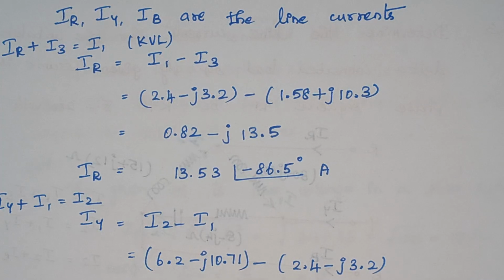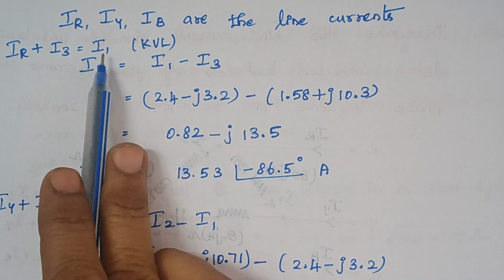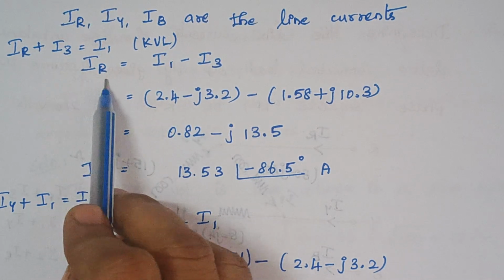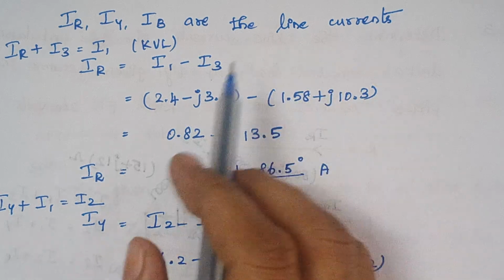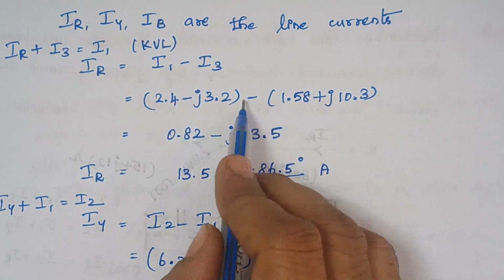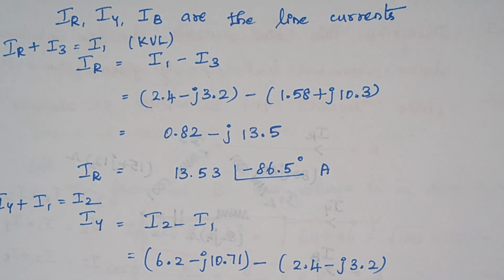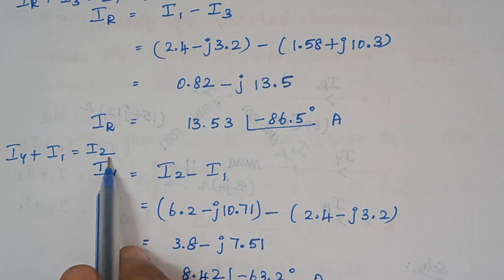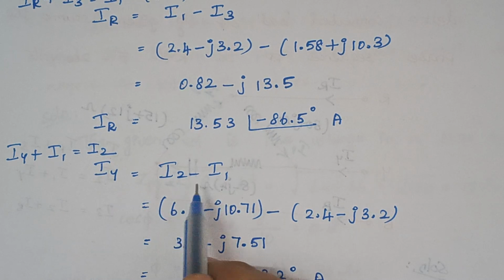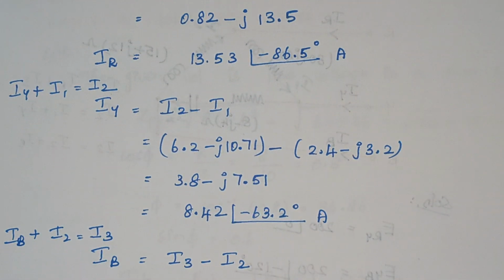Right. So here, IR plus I3 is equal to I1, and I need only IR. Therefore IR is equal to I1 minus I3. We know the values of I1 and I3, so just substitute and find the value of IR. Similarly, to find IY, IY plus I1 is equal to I2. Therefore, IY is written as I2 minus I1. Again, just substitute the values and here is your answer.